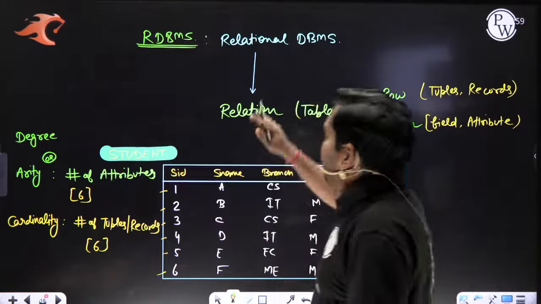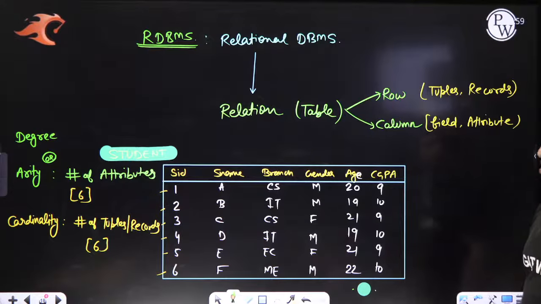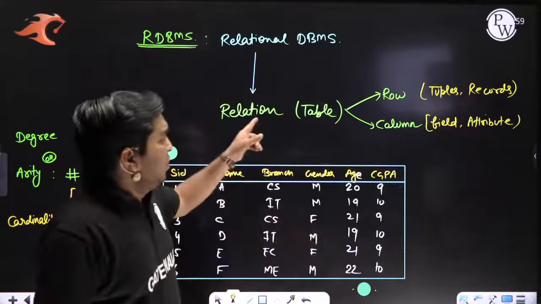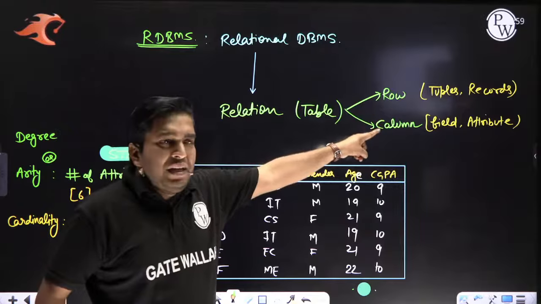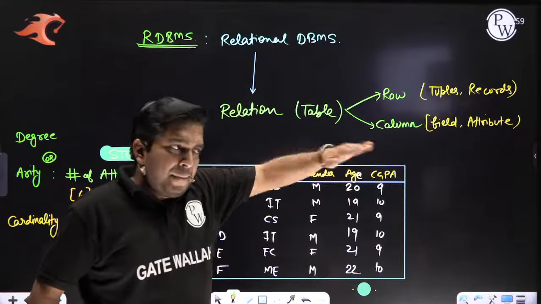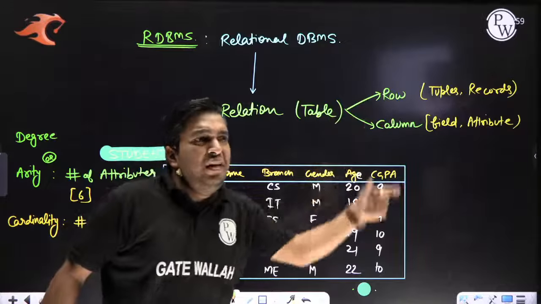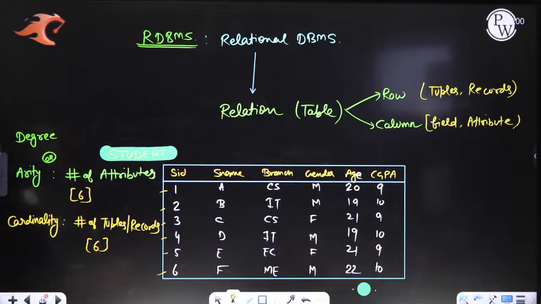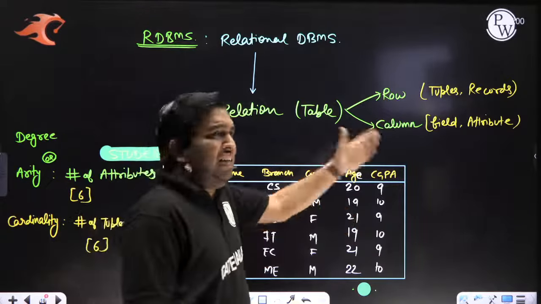Okay. So we are discussing the relational DBMS, in which database is represented in the form of relation. Relation is nothing but a table. A table is a collection of rows and columns. A row is called a tuple or record, my dear. And a column is called a field or attribute. Now we discuss one student database in which we have SID, name, branch, gender, age, and CGPA, my dear.